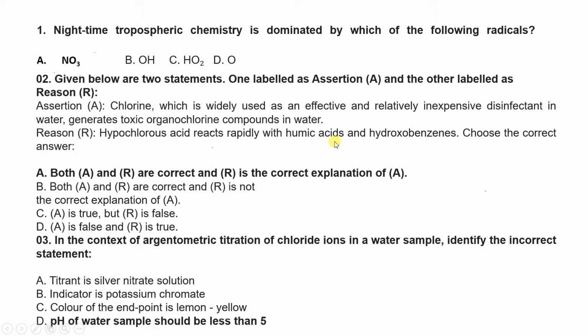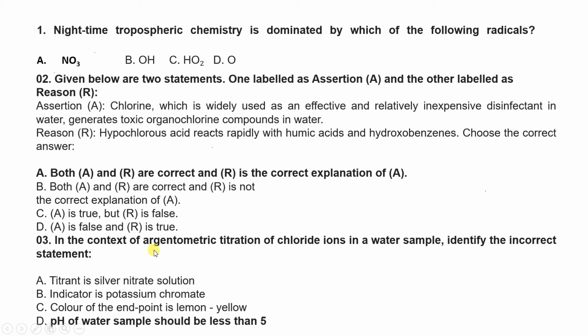If organics are present in the water, hypochlorous acid reacts with them. When you talk about organics, they may be present in the form of humic acid or humin or fulvic acid. If organic acid is present, it will react with hypochlorous acid, and by that organochlorine compounds are formed. So water becomes toxic. So the answer is A. Let's move into question number 3.